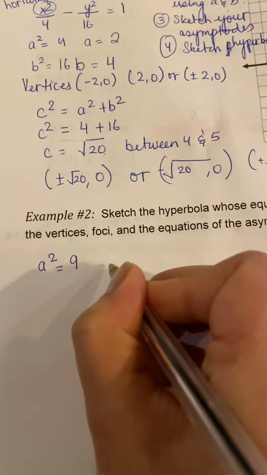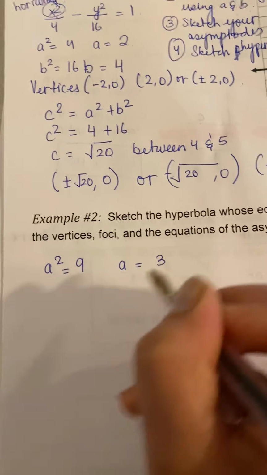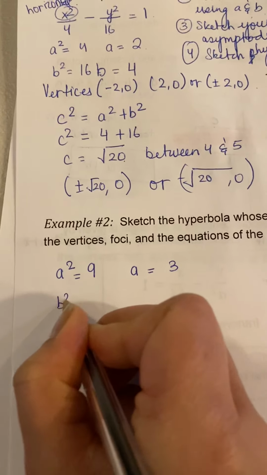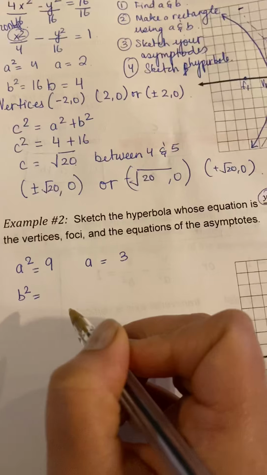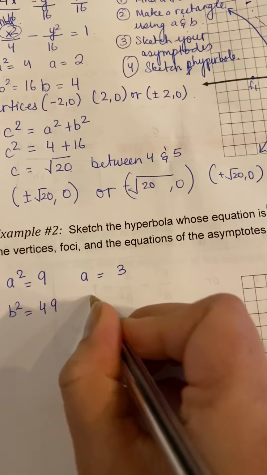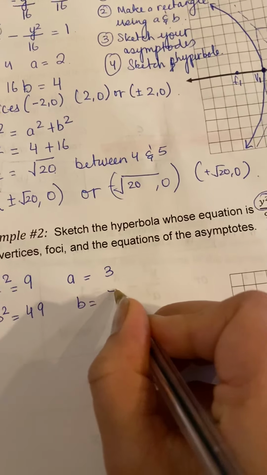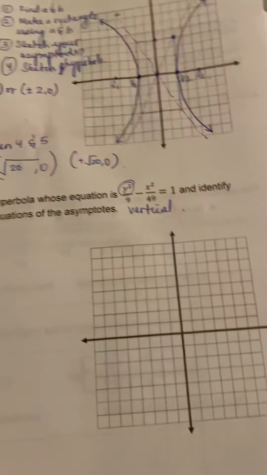It's the first number, 9. So a will be what? 3. B square is, what's b square? 49. So b is equal to the square root of 49, which is 7, right? Let's start sketching it. You can finish all the work and then sketch.